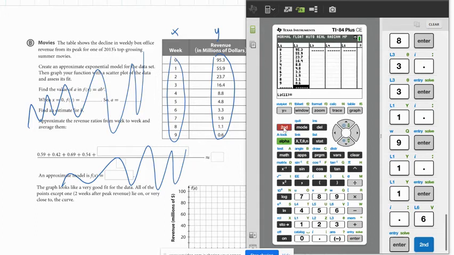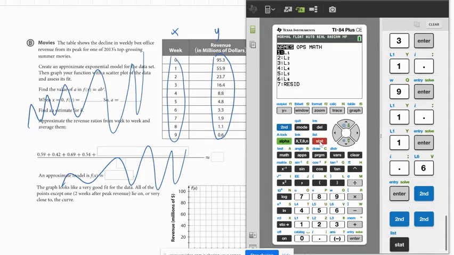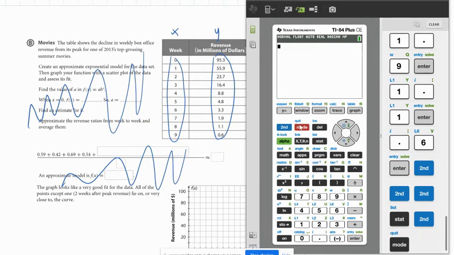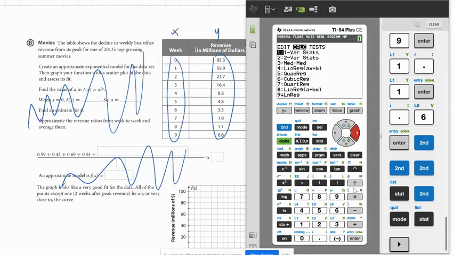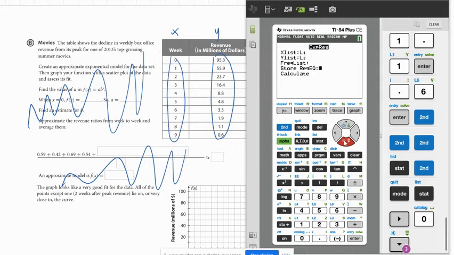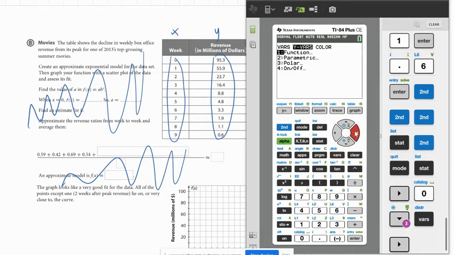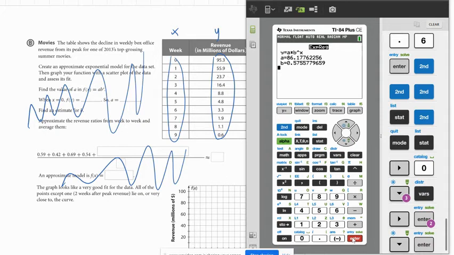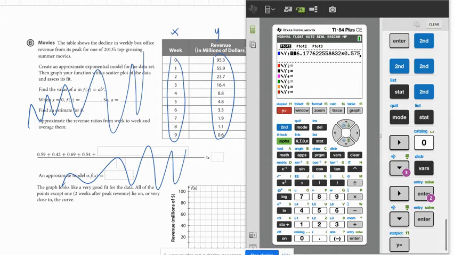Okay, now that we have the data in there, we just go to Stat. So Stat, Calc, and we're looking for option 0. So we can just type 0 to get to exponential regression. And I store the regression equation as y1. And then calculate. So it gives me a regression equation of y equals 86.2 times 0.58 raised to the x. And since I stored it as a regression equation, it's already there. We'll write that down here as our answer.